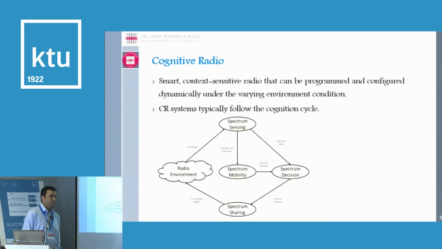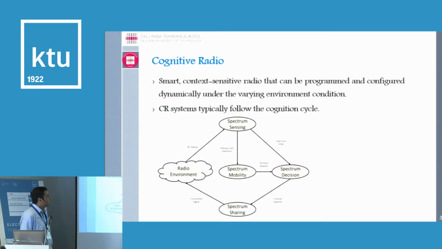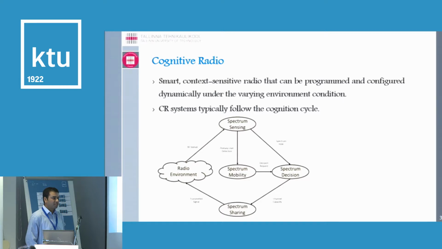Basically, why do we need cognitive radios? Cognitive radios were put into the picture because the spectrum which we have to use for communication, the usable spectrum, has already been assigned. According to one survey report which I studied some time ago, almost 85% of the spectrum in the US goes underutilized. The spectrum is already assigned, let's say, to TV channels, but 85% of the time it's being underutilized, so it's available. So researchers have proposed this kind of radio called cognitive radio, that is basically a smart, context-sensitive radio that can be programmed and configured dynamically.